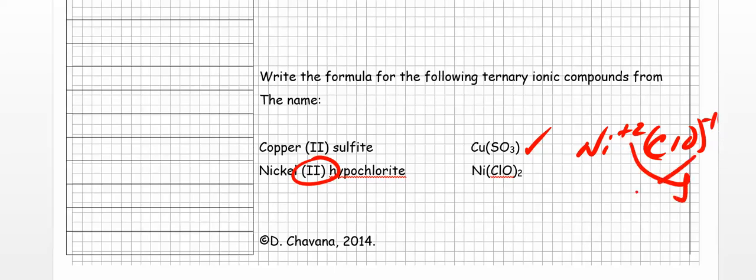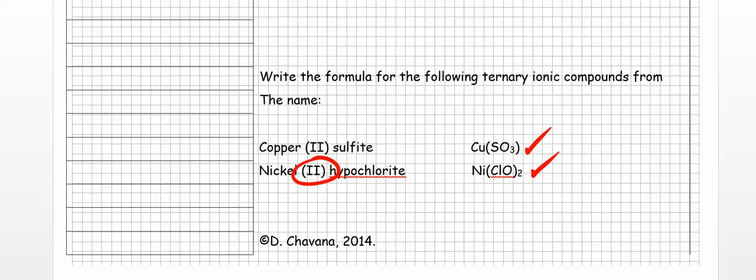When I do the switch, a 1 goes down here next to the nickel, but the ClO for the hypochlorite gets a 2 subscript. So there it is, Ni(ClO)2. Now I want to ask a quick question, and that is this. I've got the 2 outside of this parenthesis, right?